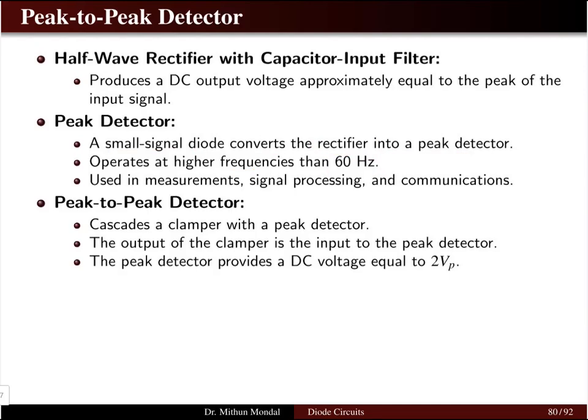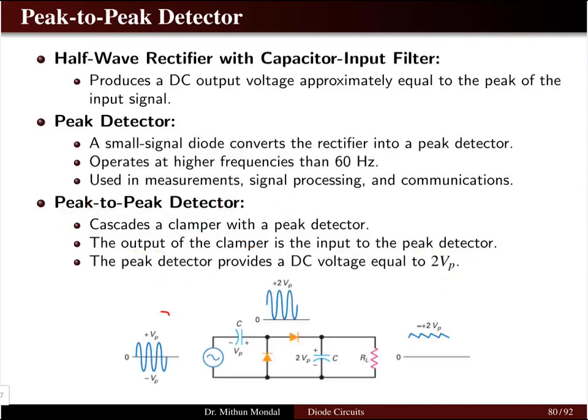There is one variation which is known as the peak-to-peak detector. It is basically cascading a clamper circuit that we have studied with a peak detector. So we will see how the peak detector circuit is connected in cascade with the clamper to form the peak-to-peak detector. The output of the clamper is the input to the peak detector. So whatever output comes from the clamper will go to the peak detector circuit. The peak detector provides a DC voltage equal to twice the maximum value of the secondary output voltage.